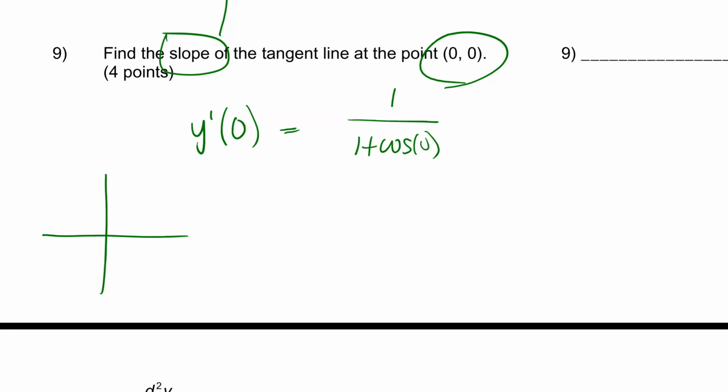So think about it. Cosine of 0 degrees. 0 degrees is right here. This is 90 degrees, 0 degrees, 180, 270, and cosine is always your x value. What is the x value right here? 1. Right, so our coordinate is 1, 0, cosine would be 1. So I have 1 over 1 plus 1, which is 1/2.